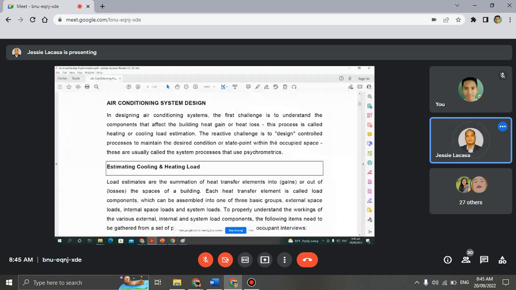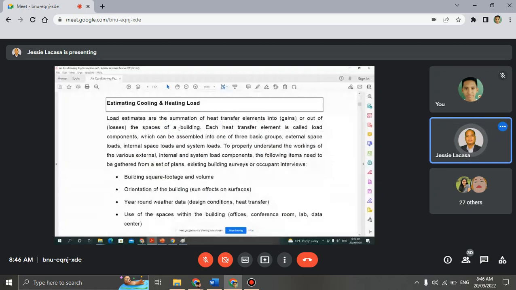Okay, next, for the estimating cooling and heating load, so load estimates are the summation of heat transfer elements into gains or out of the spaces or building. Pero sa akong giingon, once mag-estimate mo, depende na ninyo sa air handling unit. For example, katong akong giingon nga 3 rooms ang gisupply sa usa ka air handling unit, inyo na i-calculate pila ka air handling unit, ang capacity sa air handling unit.